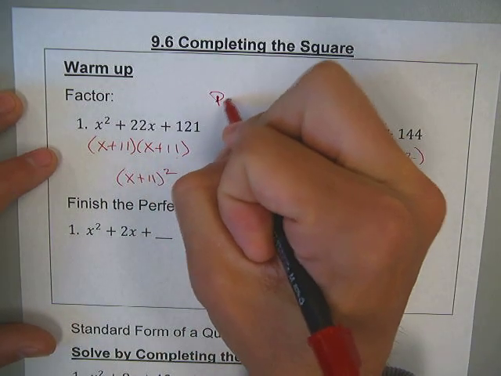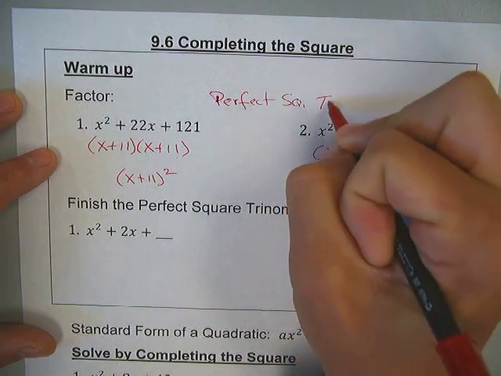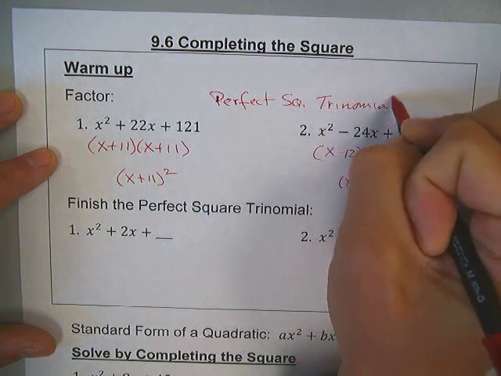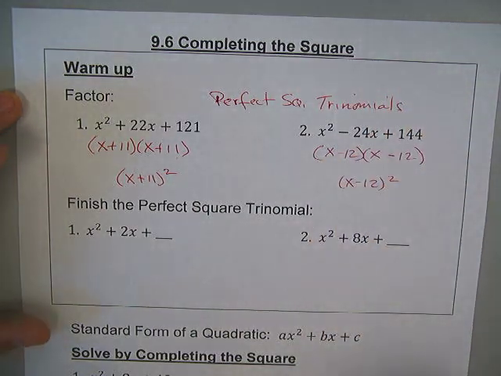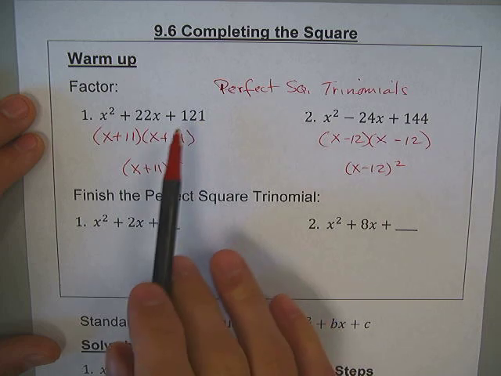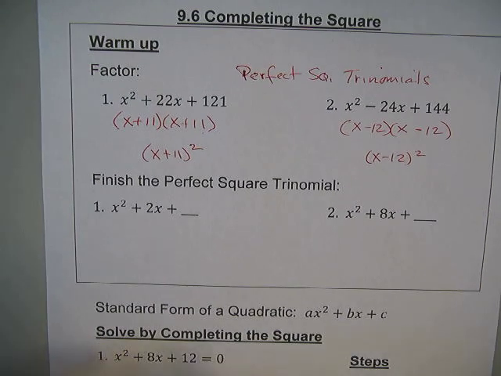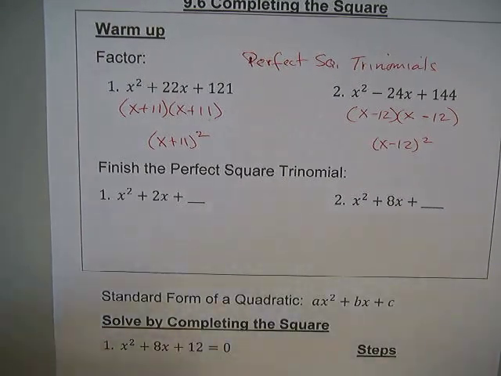And these are called perfect square trinomials. Anytime that you have a trinomial that gives you factors that are identical, they are called perfect square trinomials. And that's going to be an important part of today's lesson. So let's see if we could actually come up with a perfect square trinomial.